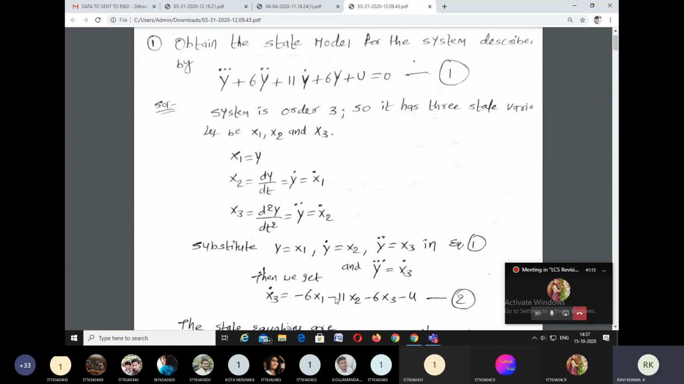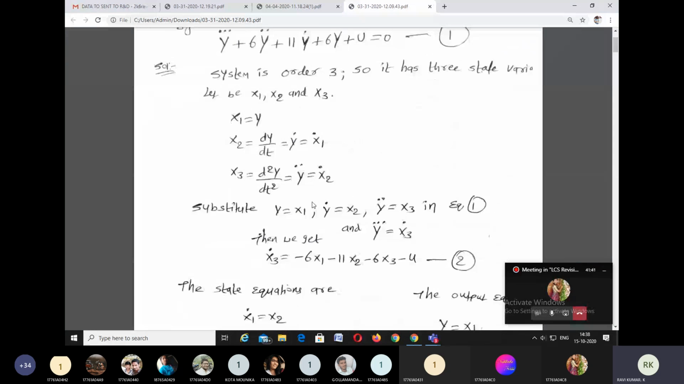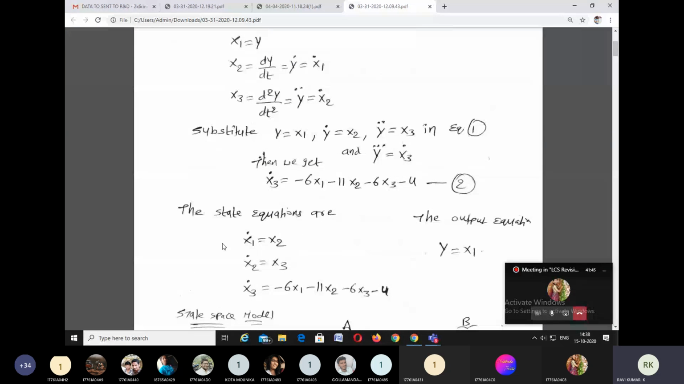So now we got this, and then again what you have to write, you have another equation called the output equation. To represent the state space model, you are representing two things. The first one is the state equation. And the second one, you have to write another equation for the output equation, that is y is equal to cx plus du form. How do we write the y is equal to cx plus du form from this equation? So you know the state equation we have defined: x1 dot is equal to x2, x2 dot is equal to x3, and x3 dot is equal to minus 6x1 minus 11x2 minus 6x3 minus u.